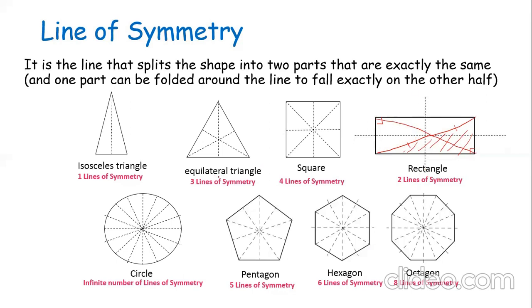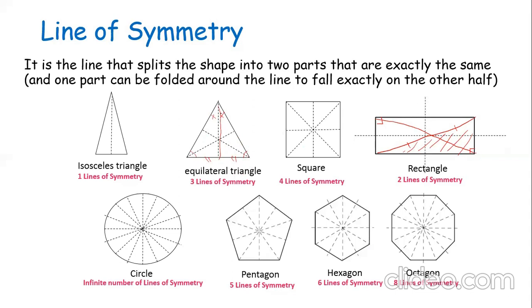In the case of the equilateral triangle, we have 3 lines of symmetry, because we know that in the equilateral triangle, each of these lines of symmetry splits the triangle into 2 parts that are identical. So this angle equals this one equals that one, and those are the same if we are talking about this line, for example.